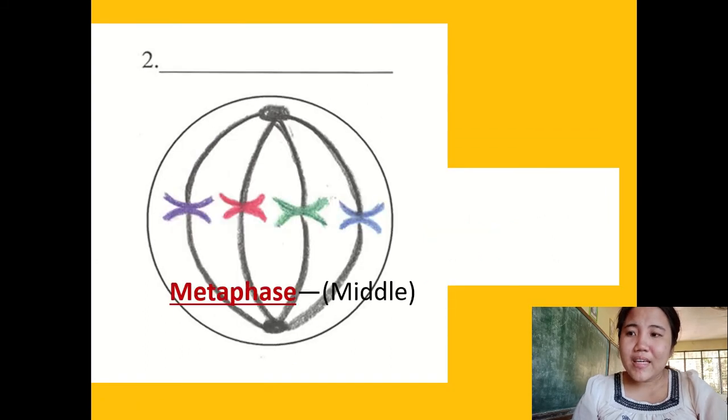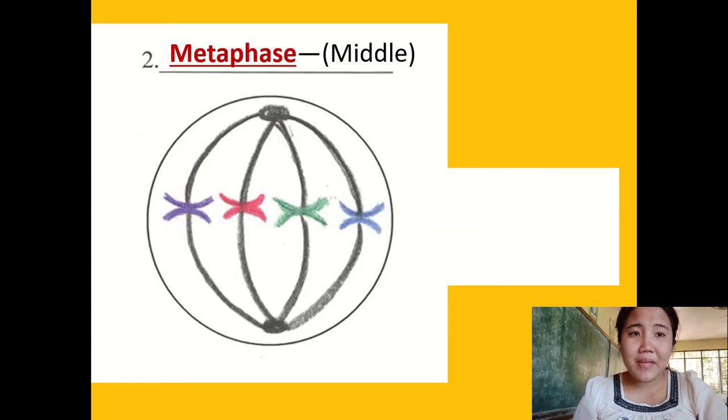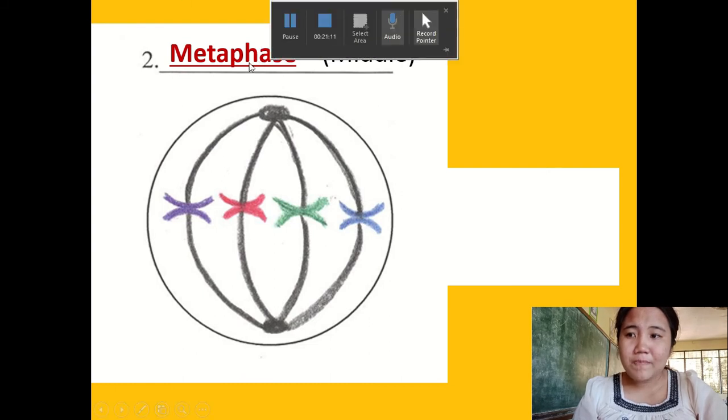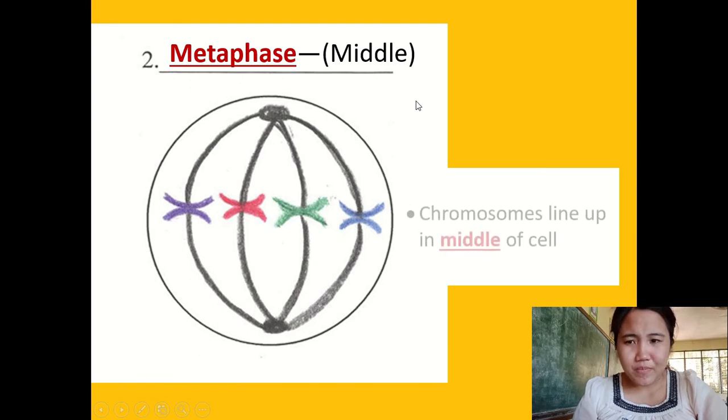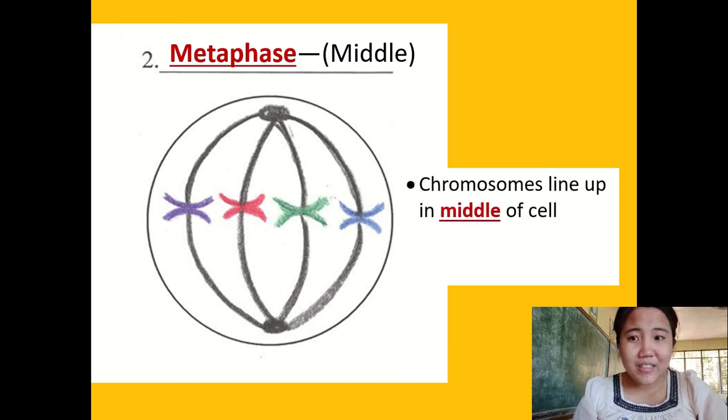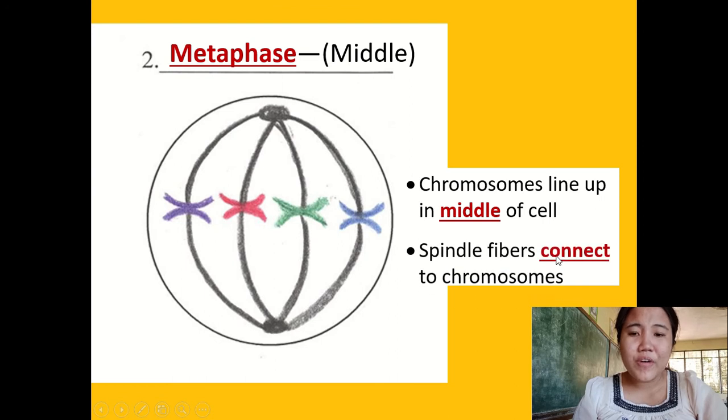Later on, you will know what is the main role of this spindle fiber. The next stage of the cell division is the metaphase. The meaning of meta is middle. So what are the things in the middle? The chromosomes line up in the middle of the cell. So this chromosome is starting now to go to the center of the cell. And the spindle fibers connect to the chromosomes. So these are the spindle fibers. They are trying to connect to each of those chromosomes.